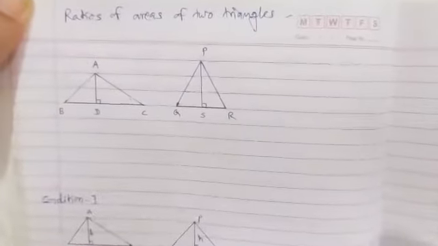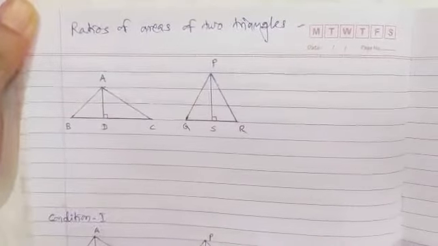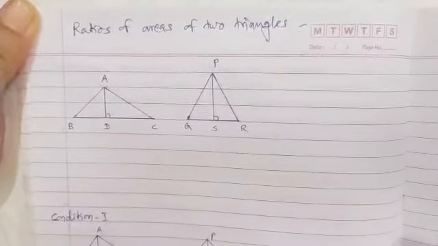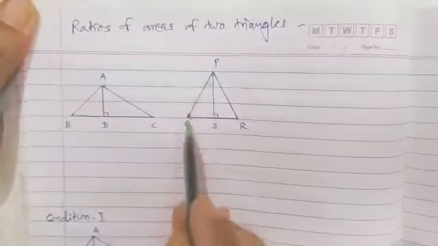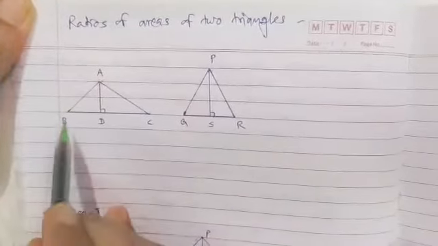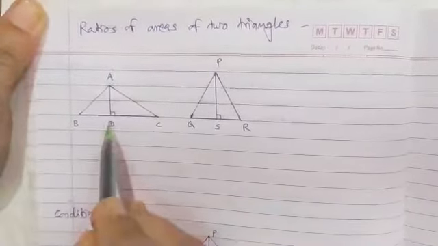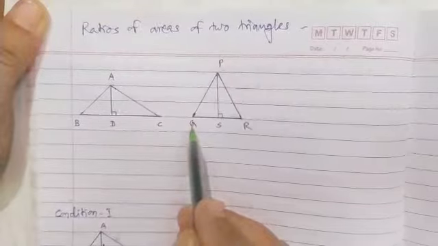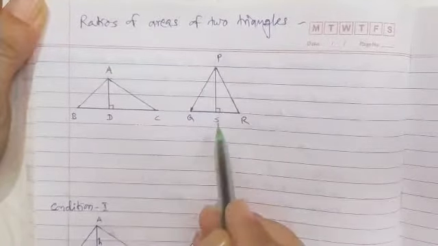Ratios of areas of two triangles. In the figure there are two triangles. One is triangle ABC, another is triangle PQR. In the first triangle, BC is the base and AD is the height. Then in the second triangle, QR is the base and PS is the height.